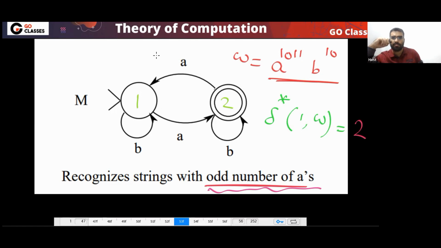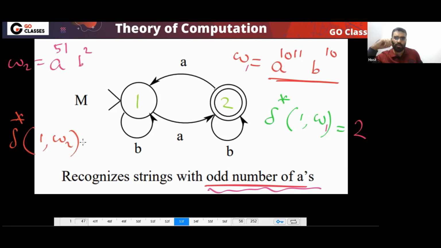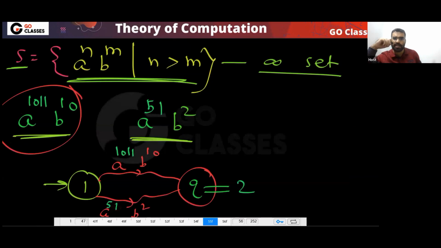Is this clear, Anirudh? Let me give you another string, that is a power 51 and b power 2. Where will the DFA go, tell me. On this string also DFA will go to state number 2. Is it clear? Let me know. All these points, are they clear?